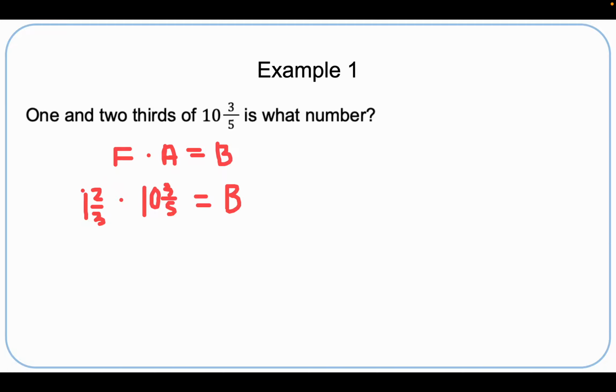And now what we need to do is change both of these mixed numbers into improper fractions. So this would be 5/3 multiplied by 53/5 equals B. And then we can use our cancellation. Those 5's cancel out and we're left with 53 over 3 equals B. So our what number is 53/3.